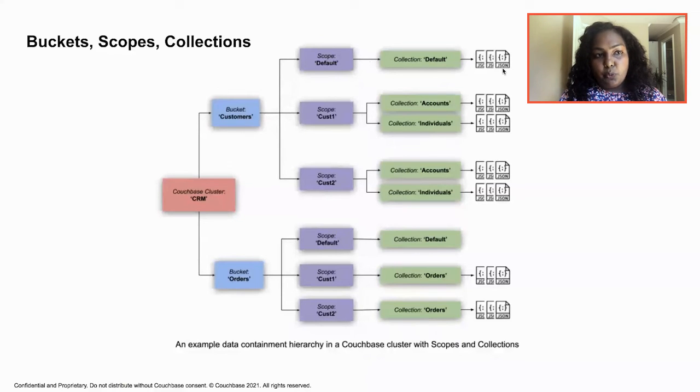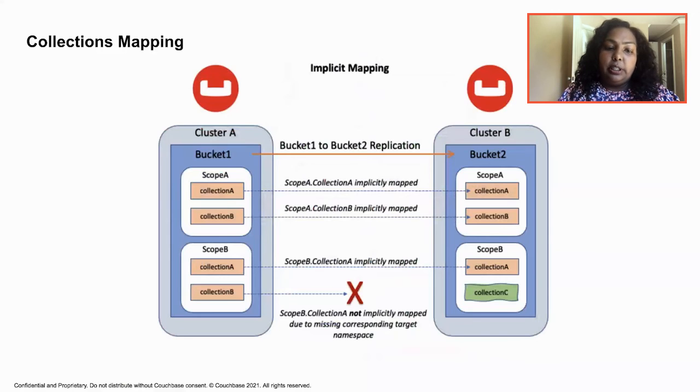And with this, we now have the option of not only setting up the replication between bucket 1 on your source cluster A to bucket 2 on your target cluster A, but you can also specify what collections get mapped from source to target. The cool thing is that implicit mapping will happen automatically. So if you have the same names for your collections on your source and your target, then the data will start flowing immediately when you create your replication.